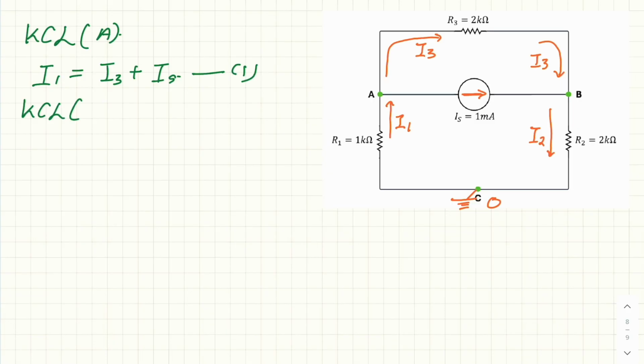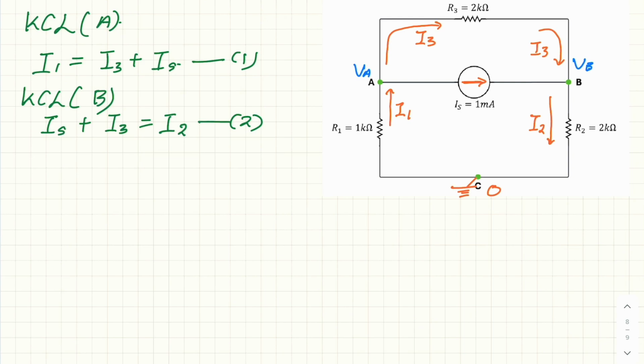KCL at B, this is IS plus I3 equal to I2. This is equation 2. Now, this is the key step in any nodal analysis, which is to express the current I in terms of V over R. The voltage at A, we just call VA, the voltage at B, we call VB.